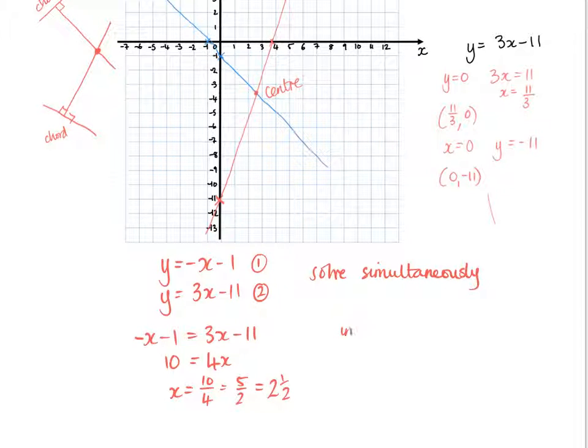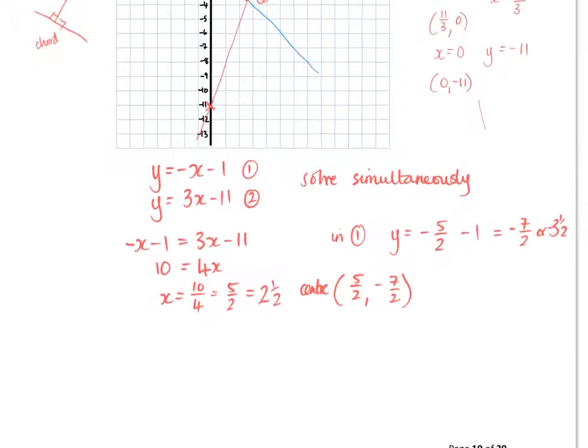So if we go into equation 1, y is equal to minus x minus 1. So that's going to be minus 7 over 2, or minus 3.5. So our centre of our circle is going to be 5 over 2, minus 7 over 2. And if we look at a diagram, you can see there 2.5 and minus 3.5. The diagram's quite accurate.